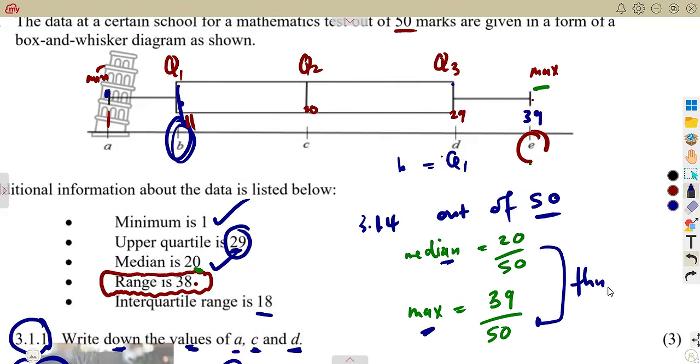Thus, this is difficult, guys. These values are supposed to be at least above. The median is supposed to be at least above 25%, going up. I mean 25 out of 50, not 20 out of 50.